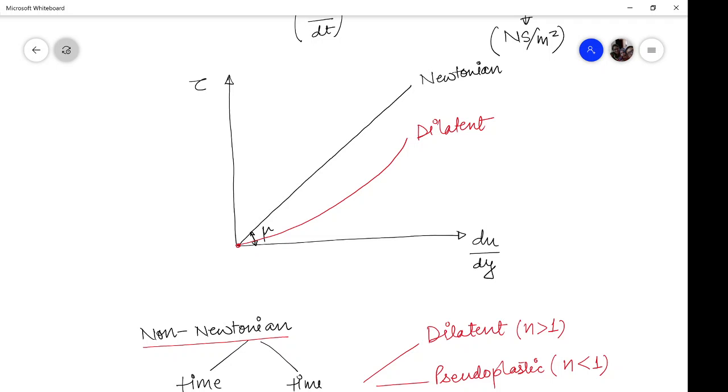That means with the application or with the increase in the strain rate, the amount of resistance offered by the material increases tremendously. And the best example is your cornstarch, quicksand. Whereas in pseudoplastic, this is a sort of shear thinning fluid where the resistance reduces with increase in the strain rate.